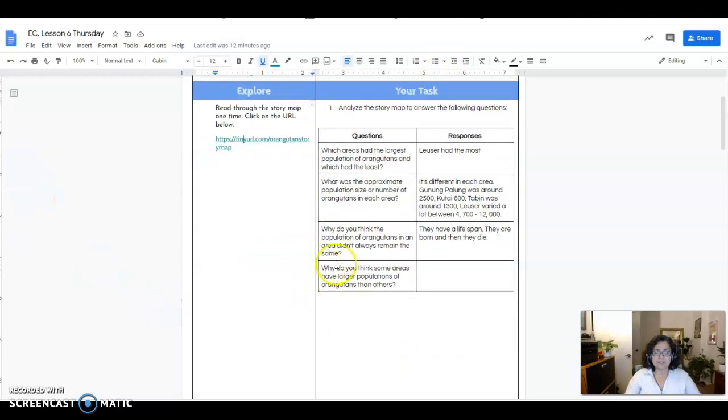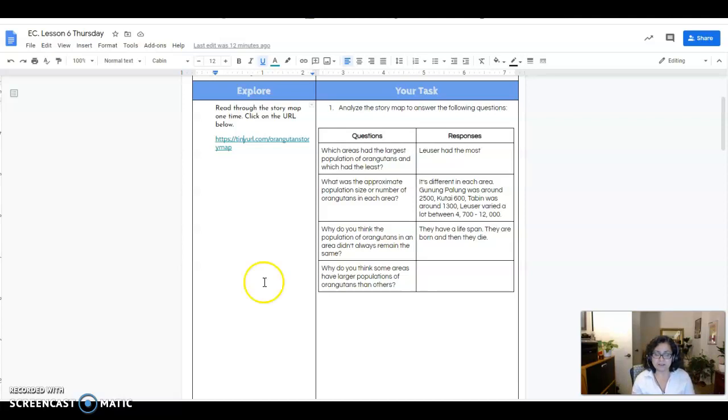And then the third one says, why do you think the population of orangutans in an area didn't always remain the same? Why wasn't it always the same? I mean, don't look too much into it. It's pretty simple. Well, it depends. Maybe it depends on their lifespan. Maybe they have a shorter lifespan, or they live longer in some other years. And then they're born and then they die. So the population changes. It's not always going to be 600 this year, 600 again, 600 again. There are different factors going on, right?